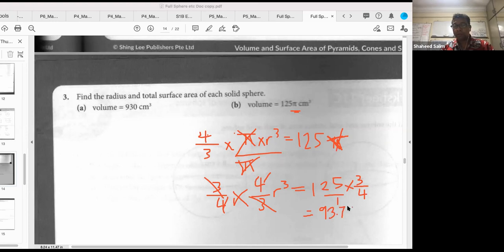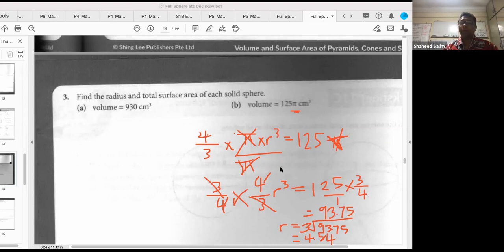93.75. Find what is R. How to find R? You cube root this one, Ryan. You have to find this sign inside your calculator. Put 93.75, press the inverse square root button, normally it will become the cube root. You try, put in the number, press equal. You get 4.54. Shafi can get, right? Ryan can get?